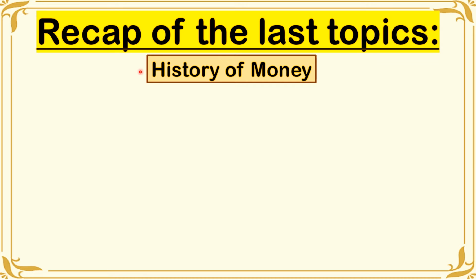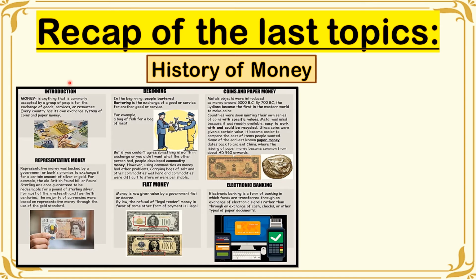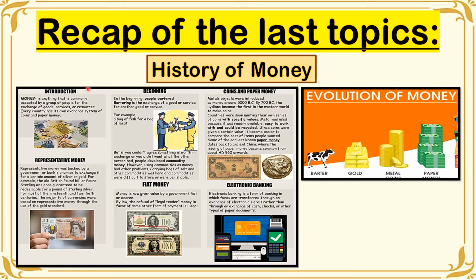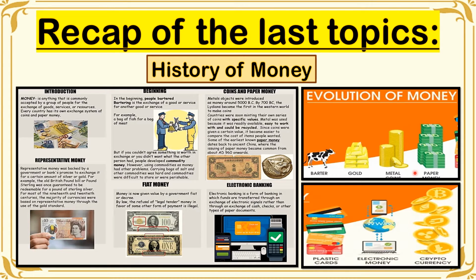So we have discussed about the history of money. We have discussed that the money was first made in Lydia, now is called Turkey. And we also discussed about the evolution of money. The ancient people used to do barter. Then they treated gold, metal coins as money. Then eventually China made the first paper money or banknote.